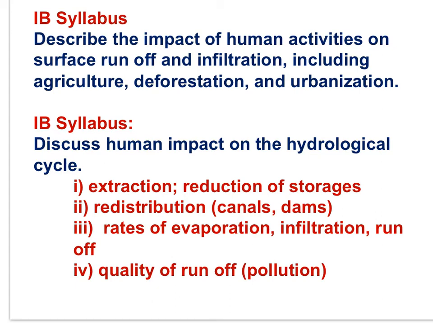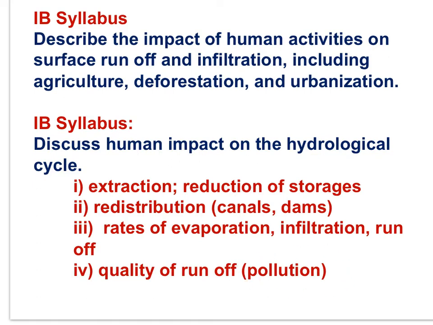Here are the impacts. Humans are changing rates of extraction, thus there's been a reduction in water storages, reduction of river flow, and groundwater. Humans are redistributing water, moving surface water from one location to another using canals. As well, humans are slowing surface flow behind dams. Humans are changing the rates of evaporation and infiltration and runoff through agricultural practices and deforestation. And humans are changing the quality of runoff through pollution.